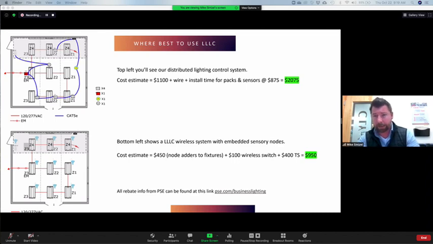With the wireless LLLC system, there are no wires. All you need is circuitry to the lights. So 120, 277 to each light fixture. Then you need your emergency circuit, of course. And you can see that the cost estimate is drastically different. Now, add in that there's even less components to install.